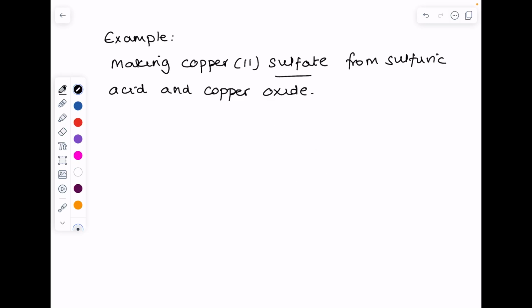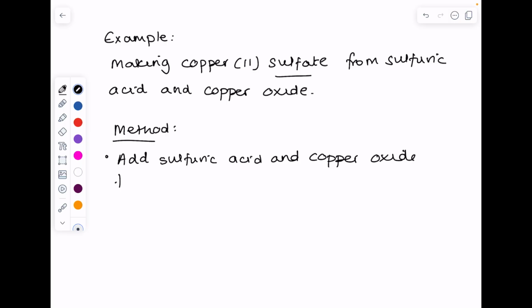But what about our method for making this salt? You'll get a mark for mentioning the correct reactants. Make sure you include any suitable apparatus. So I'm going to say, for this example, add sulfuric acid and copper oxide to a beaker and stir.